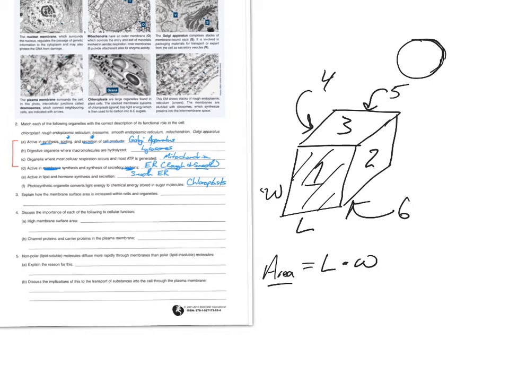What? All the areas where? On the outside. Very good. So 1, 2, 3, 4, 5, and 6. So all of those put together are the surface area of the cube. Does that make sense to you?